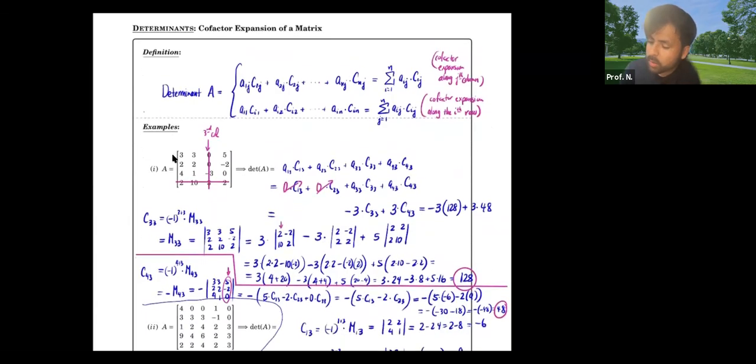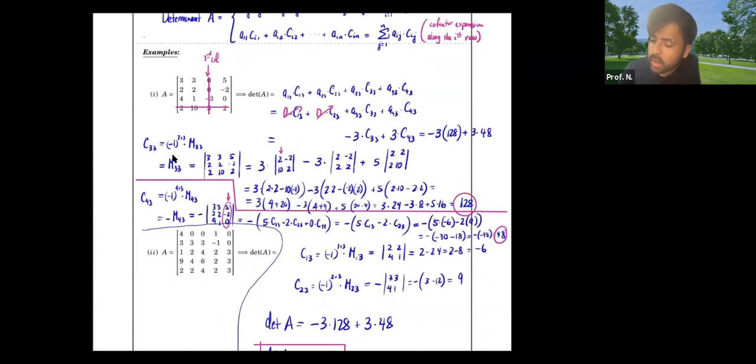Yeah, M43. M43 is the fourth row, third column. So you strike away the fourth row and the third column, and then you're left with a smaller 3x3 matrix, right? 3, 3, 3, 3, 5, 2, 2, -2, 4, 1, 0.